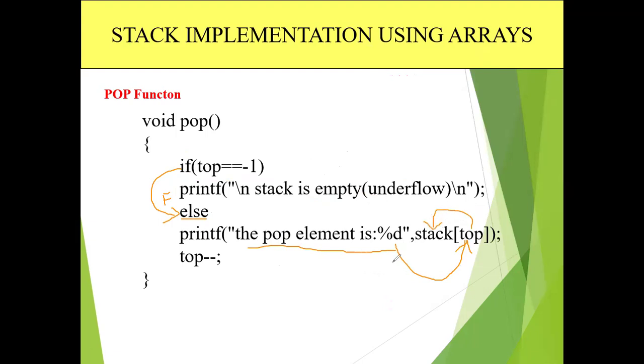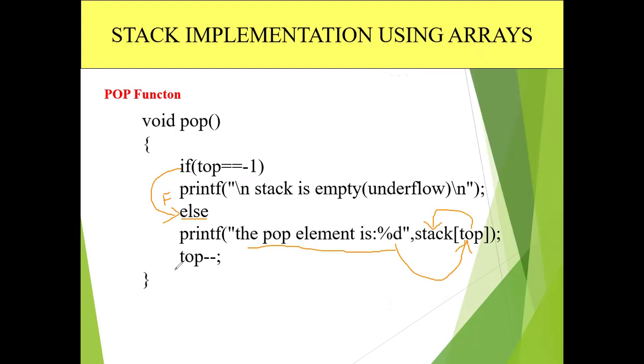For example, if the top value is pointing to 10 in the stack, 10 will be deleted. If top is pointing to the value 25, 25 will be deleted. If the top is pointing to the value 56, 56 will be deleted. So whatever value is pointed to by top in the stack, that value will be deleted.